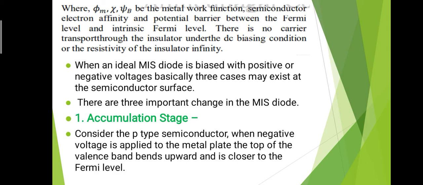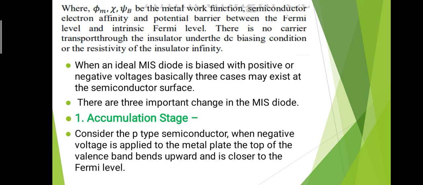When an ideal MIS diode is biased with positive or negative voltages, basically three cases may exist at the semiconductor surface. Up to this we have considered when V is equal to 0, but what happens when V is not equal to 0? If we apply V which is either positive or negative, then what happens? Here we take three cases. First is the accumulation, second is the depletion stage, and third is the inversion stage. So first we start with the accumulation stage.